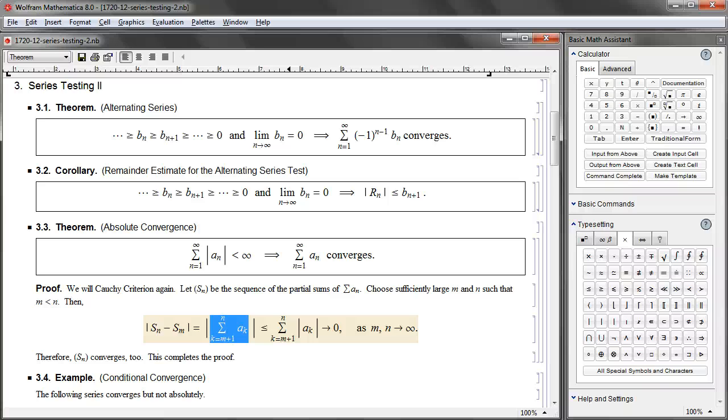Here, when I highlight it, some a_k can be positive, some can be negative, so there can be some cancellation. If we take absolute values and then sum them up, then there's no cancellation, just adding all the positive numbers. So the right-hand side is bigger than the left-hand side. But even the bigger right-hand side is going down to 0, because this one is actually a difference of partial sums of this summation, this infinite sum given by absolute values.